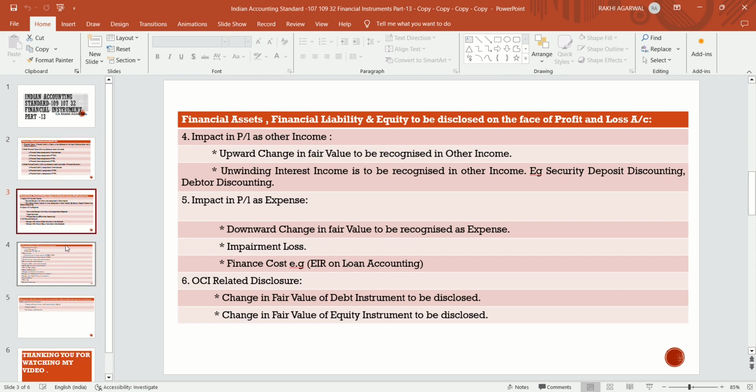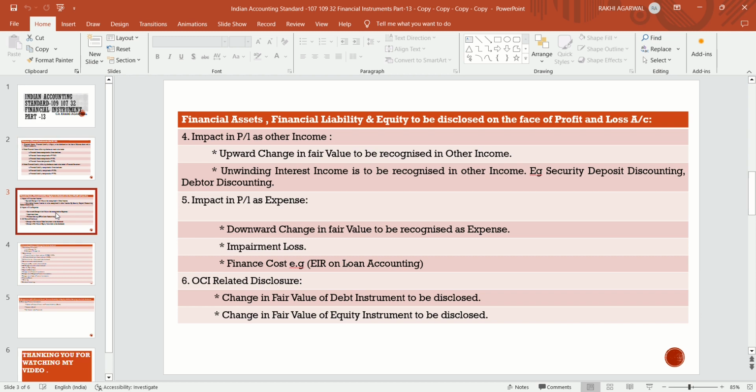Now we are going to discuss the financial asset, financial liability and equity to be disclosed on the face of the profit and loss account. Previously we had discussed the financial asset and liability which should be disclosed on the face of balance sheet. Now we are discussing the impact in the profit and loss account as other income.